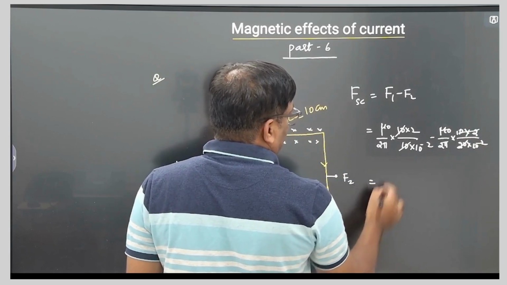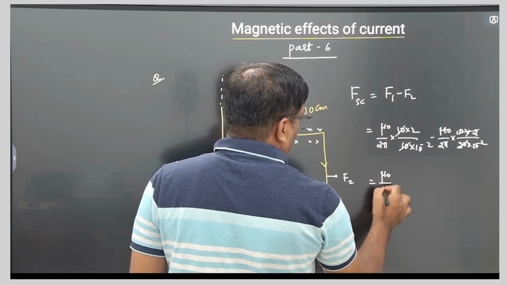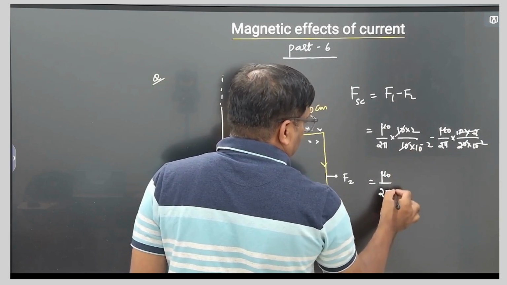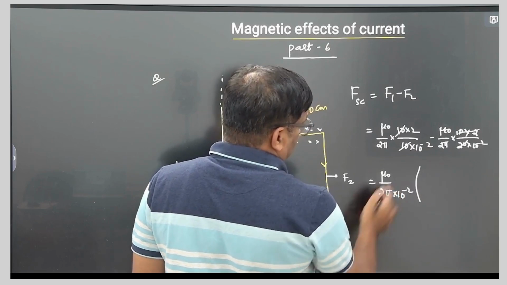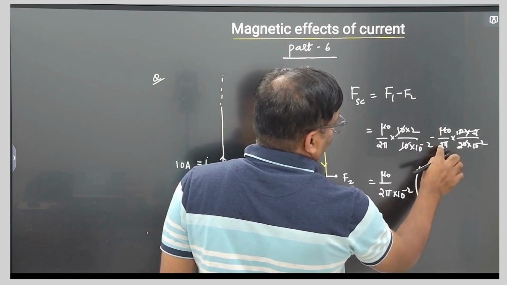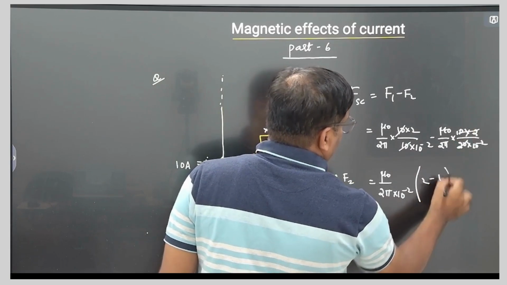Here the 10 and 10 cancel, and the 20 and 20 will get cancelled. So we can rewrite it with mu naught by 2 pi taken common, and 10 to the power of minus 2 also taken common. What remains here? This is 2. So mu naught by 2 pi into 10 to the power of minus 2 into (2 minus 1). Clear?